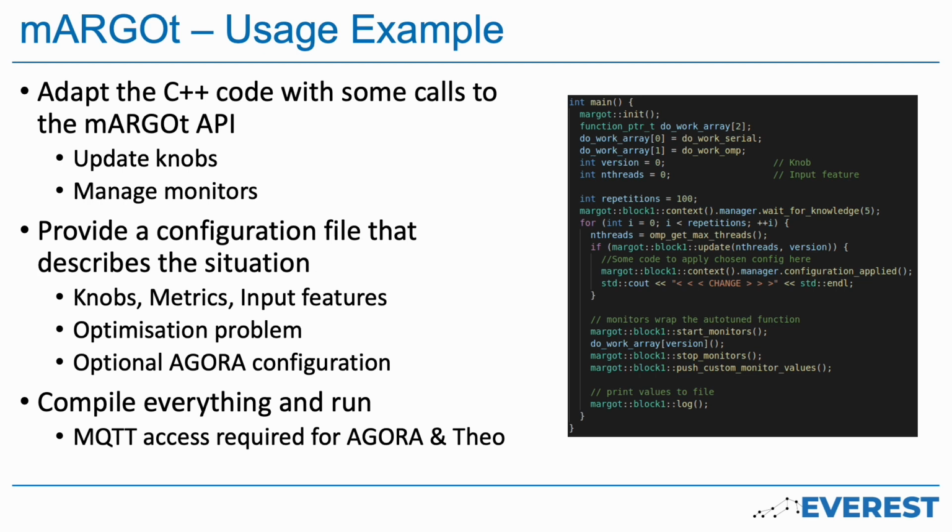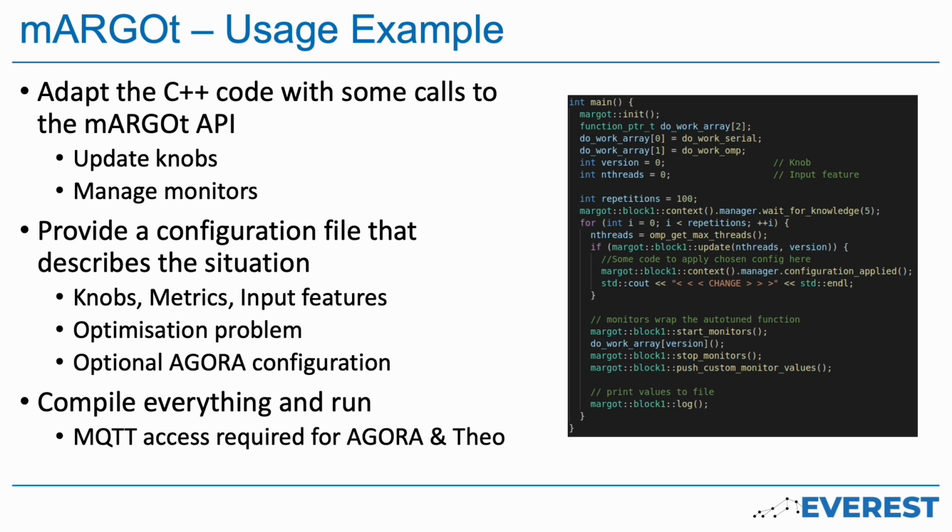To leverage the possibilities of the Margot Auto-Tuning Framework, the user must adapt its code to introduce the added functionalities. The process is relatively straightforward, as shown in the code snippet on the right. The changes follow the flow of the application, setting the value for the knobs and using them in a monitored block. Alongside code changes, the user must provide a configuration file describing knobs, metrics, input features, and the optimization problem. The configuration file also contains information about the interconnection with the Agora and Theo components.